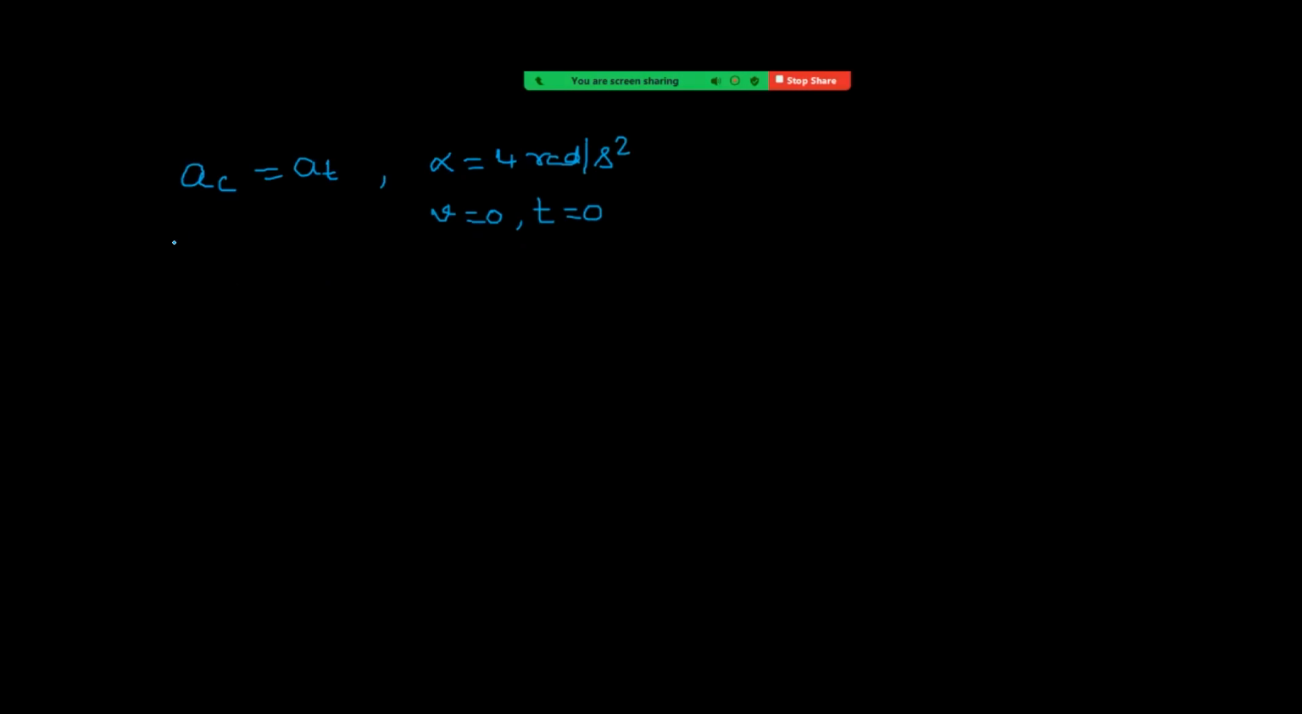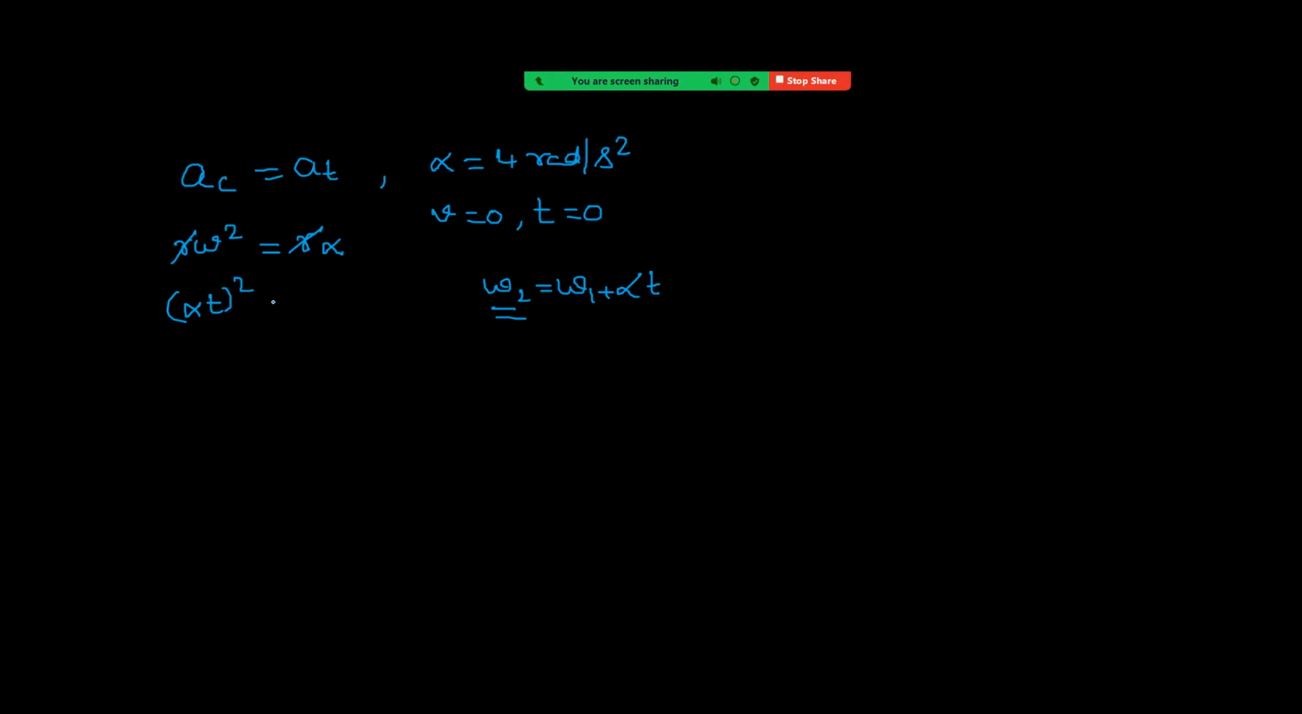So a_c means I can write r omega square. That is equal to a_t. a_t means I can say r alpha. r gets cancelled. Omega square. Omega means it is alpha t, right? Alpha t whole square, because omega 2 equal to omega 1 plus alpha t. When t is 0, v is 0, v 0 means omega also 0. That's why this is equal to alpha t.